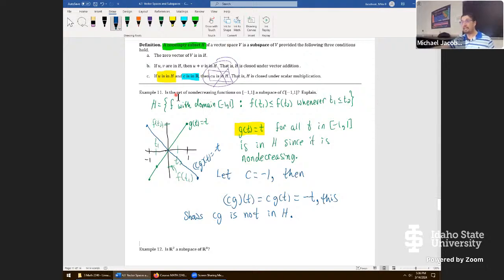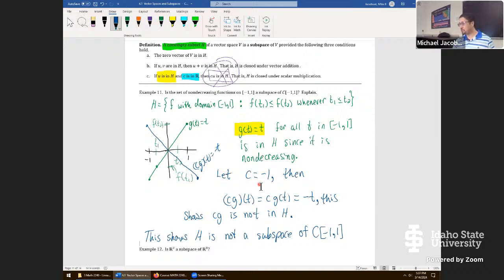The question was, is H, the non-decreasing functions, a subspace? We just need to write down the conclusion. This shows H is not a subspace of C[-1, 1], because we were able to just leave that set entirely with the right scalar. Any questions, folks, with the conclusion on that one?